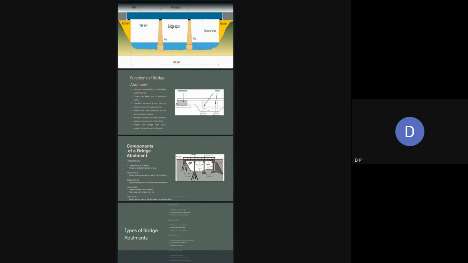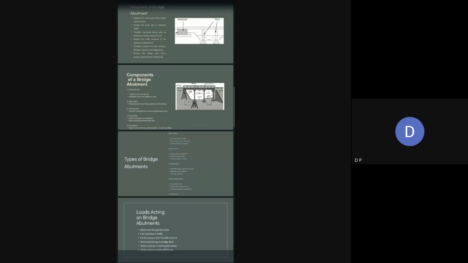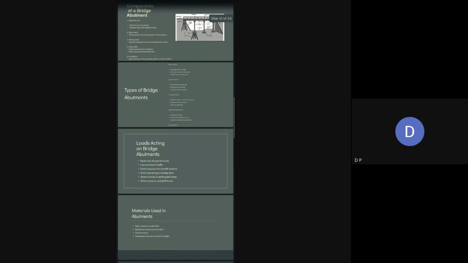So, functions of a bridge abutment are: it supports the dead load of the bridge superstructure. It carries live load due to vehicular traffic. It provides a smooth and safe transition between roadway and bridge deck. The components of a bridge abutment: abutment cap, stem, that is wall, bearing seat, wing walls, and foundation. There are different types of bridge abutments.